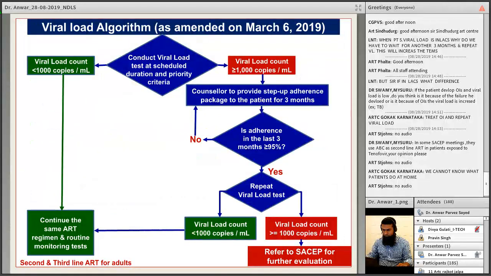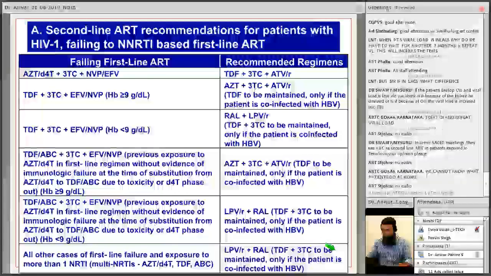And once you get the viral load result, this is the algorithm we follow: if the viral load is less than 1000 copies, we continue the patient on the same treatment. If the viral load is more than 1000 copies per ml, we do step-up or enhanced adherence counseling, and we see whether the adherence has now increased to more than 95%. If that is the case, we repeat the viral load. If it is less than 1000, again we continue the same ART. If the viral load is more than 1000, then we refer the patient to SASEP for evaluation or for advice regarding a switch of treatment.